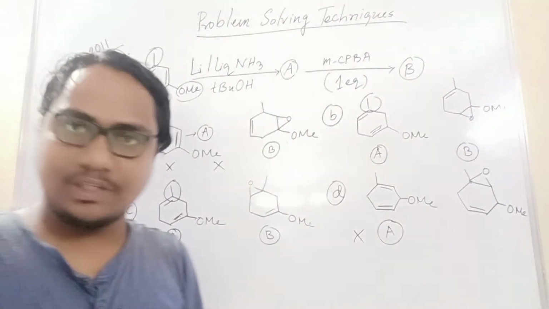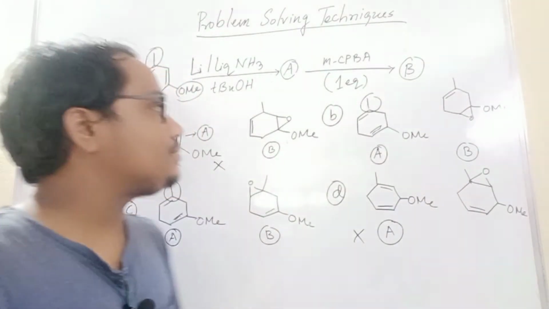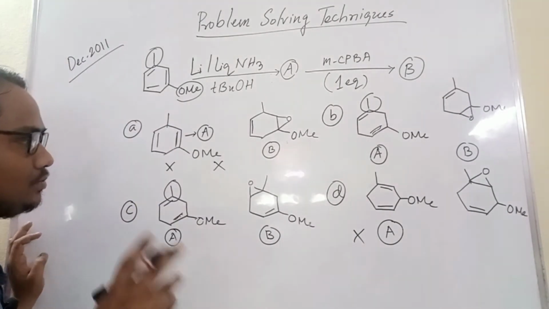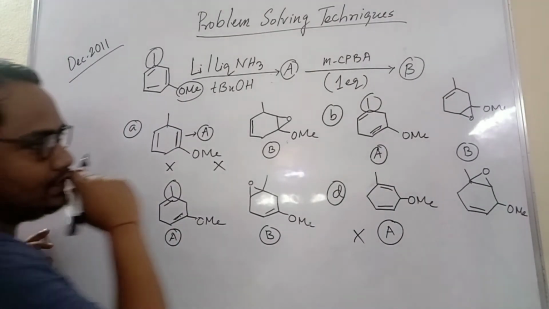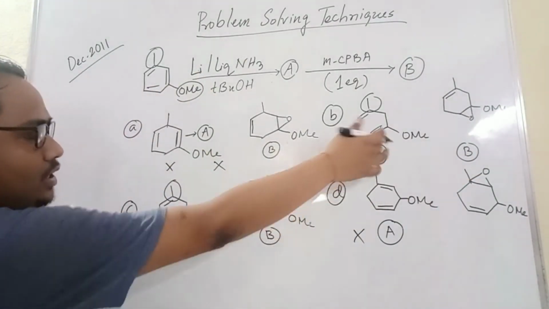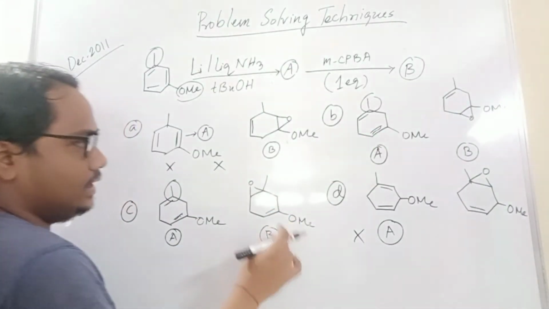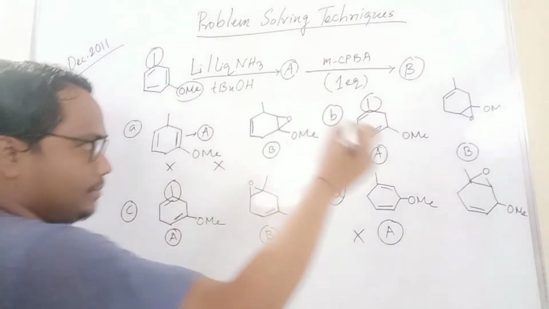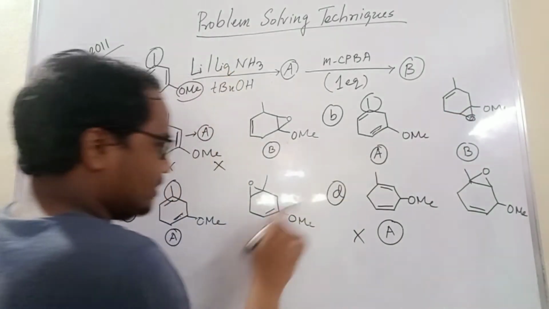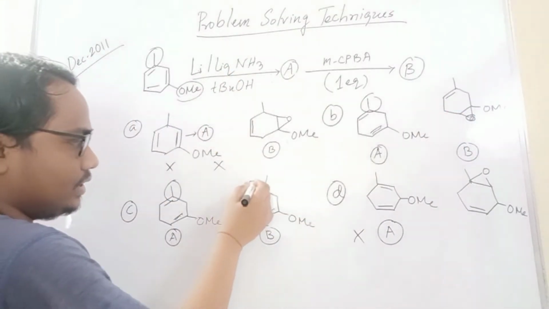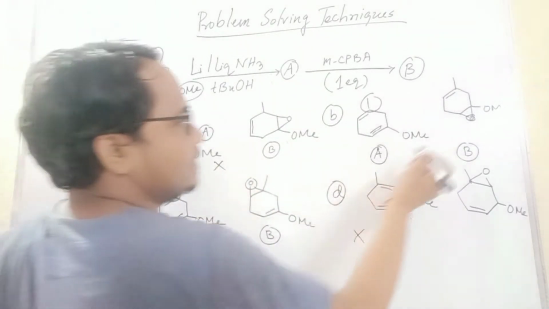MCPBA forms an epoxide; you already know MCPBA forms an epoxidation. So which will form the main epoxide, this one or this one? Because you have to select between these 2. So where will the epoxide form in these 2 options? In this case they are showing this, and in this case they are showing this.